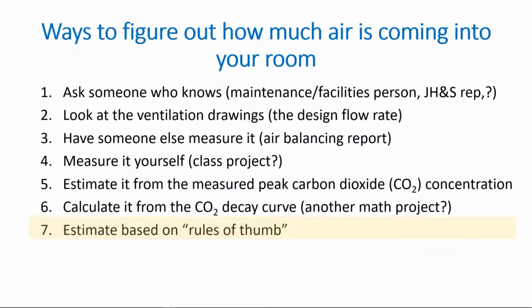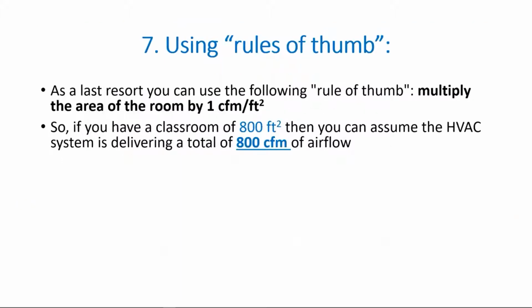And last of all, if you can't do any of these, there are some rules of thumb that you could use. The first one is multiply the area of your room by 1 CFM per square foot. So if you have an 800 square foot classroom, it's very easy to multiply, and you get 800 CFM.